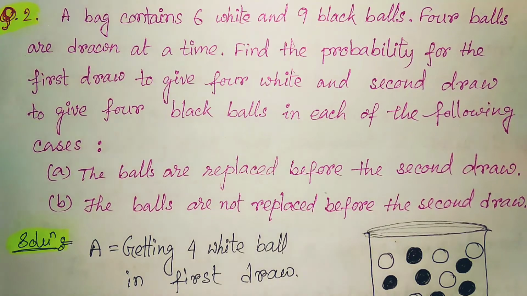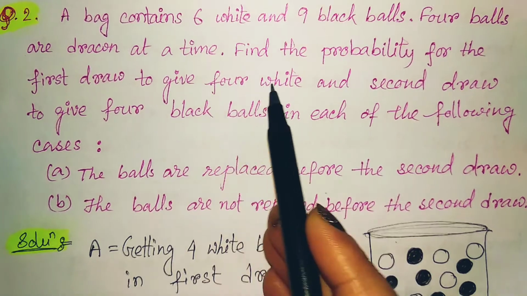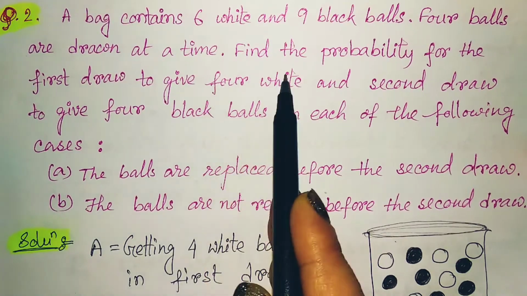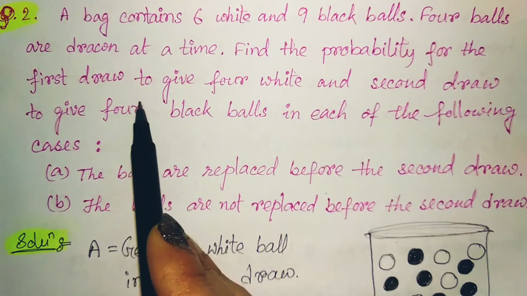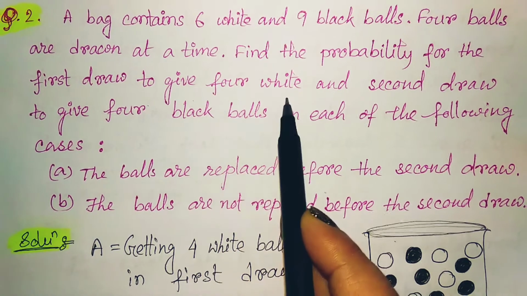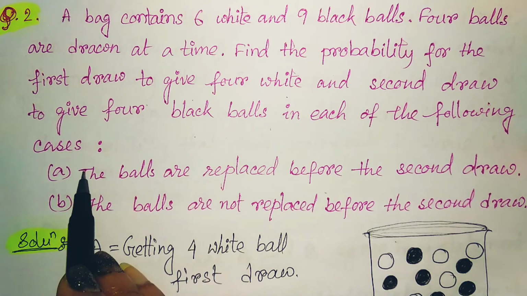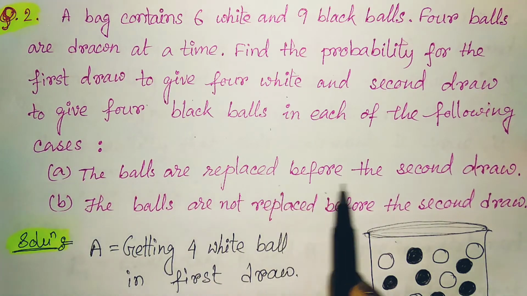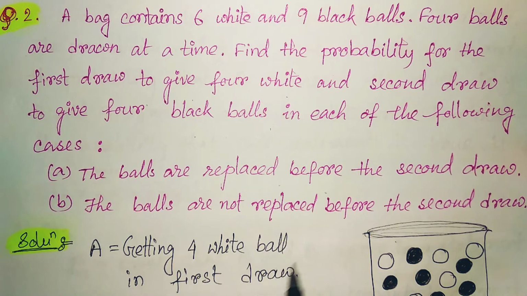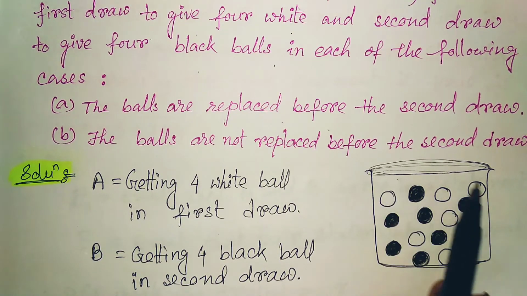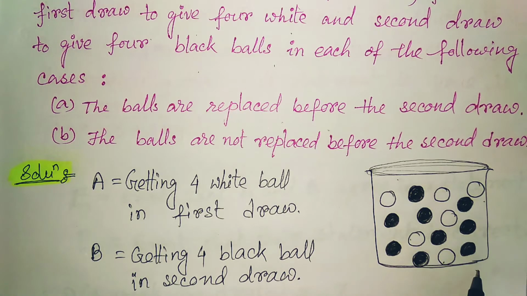Now the second question is, a bag contains 6 white and 9 black balls. 4 balls are drawn at a time. Find the probability for the first draw to give 4 white and the second draw to give 4 black balls in each of the following cases: the balls are replaced before the second draw, and the balls are not replaced before the second draw. So the situation is, a bag contains a total of 6 white balls, 1, 2, 3, 4, 5, 6 whites, and 9 black balls.